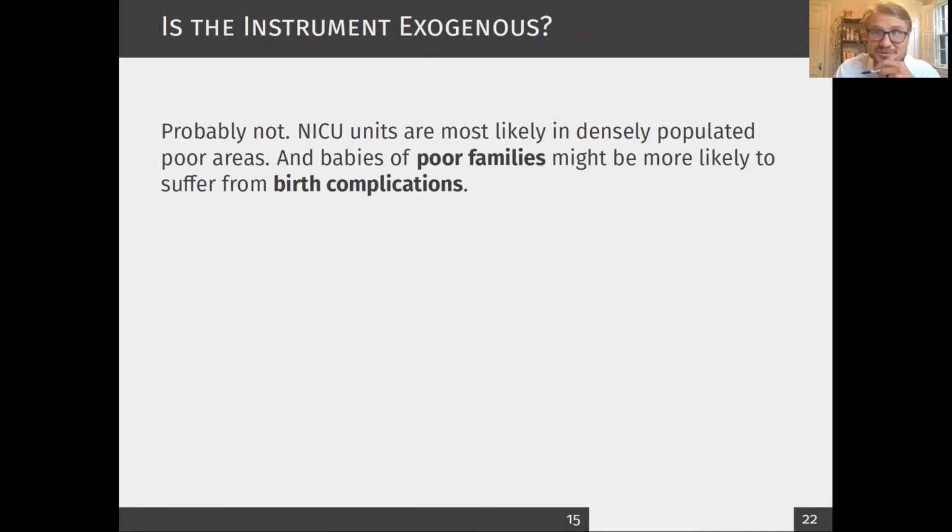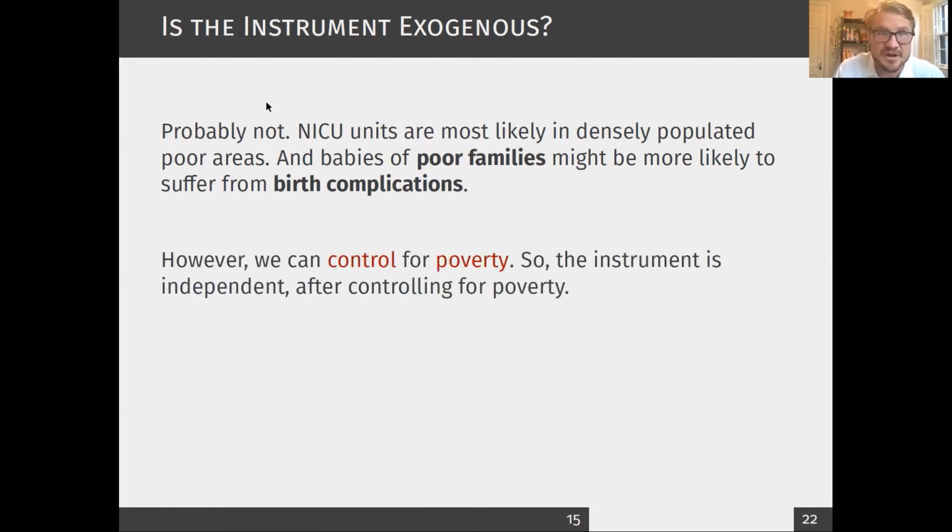Now, the question, or the more challenging part, is: is this instrument actually exogenous? We can think of an omitted variable bias here. There could be a situation where these NICU units are only in hospitals that are large, and these hospitals might only be in densely populated urban areas, and maybe you only have poor families who live in the inner city, and these poor families are more likely to suffer from birth complications. So a classic omitted variable bias.